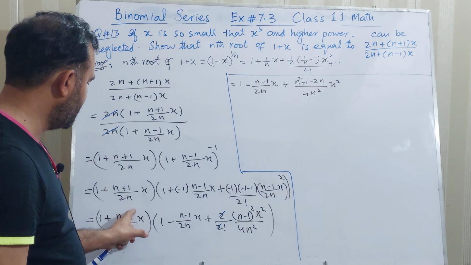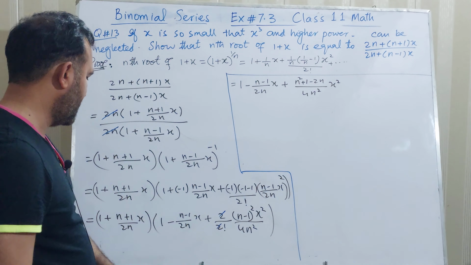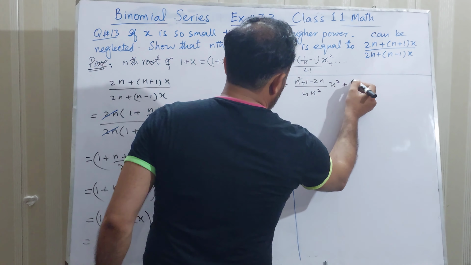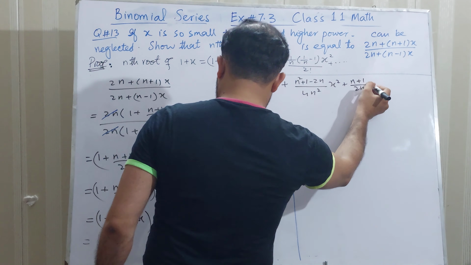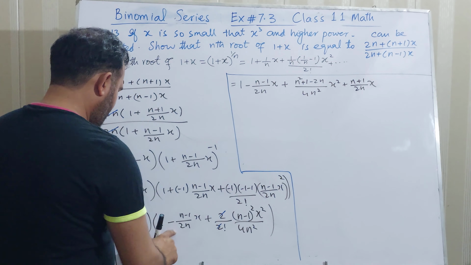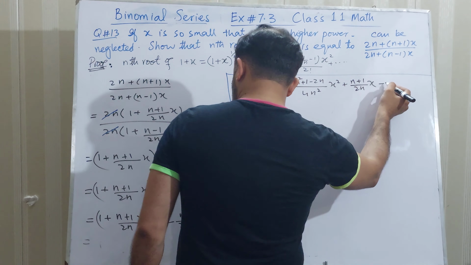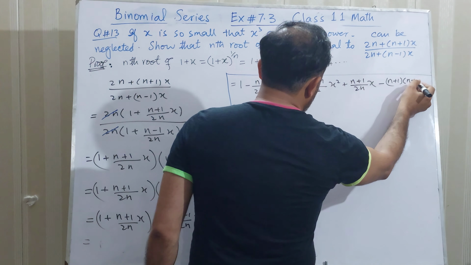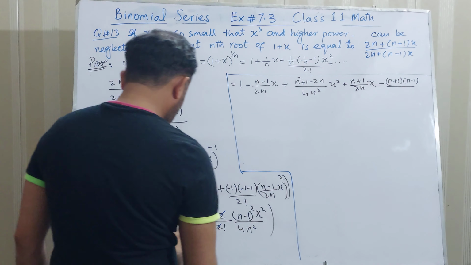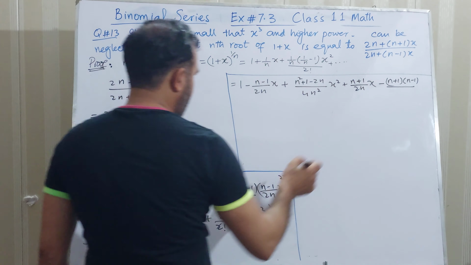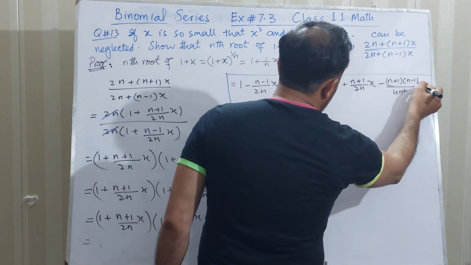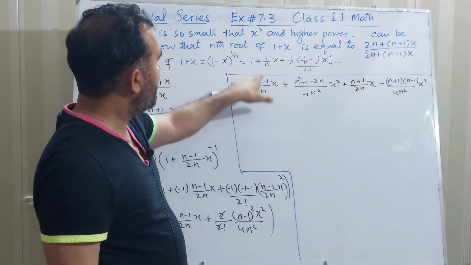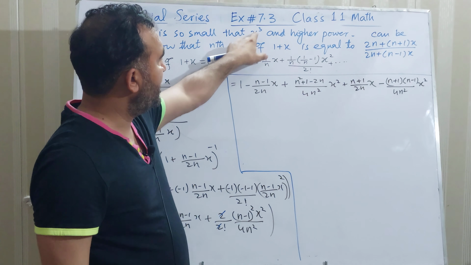So just multiply the second term with the first two terms of the next bracket, so it will be (n plus 1) divided by 2n. And again if you multiply these two, it will be minus (n plus 1)(n minus 1) divided by 4n squared and x squared, right? So these are those terms which are up to less than x cubed, right?